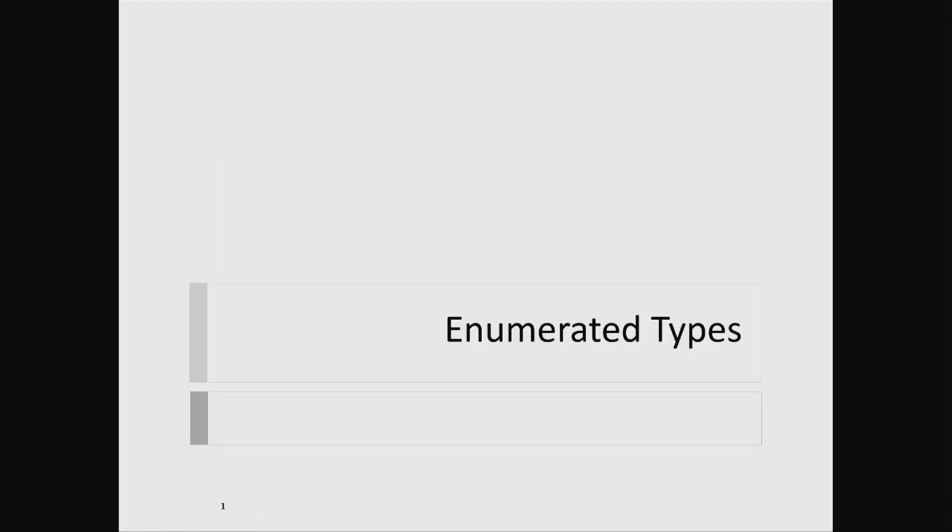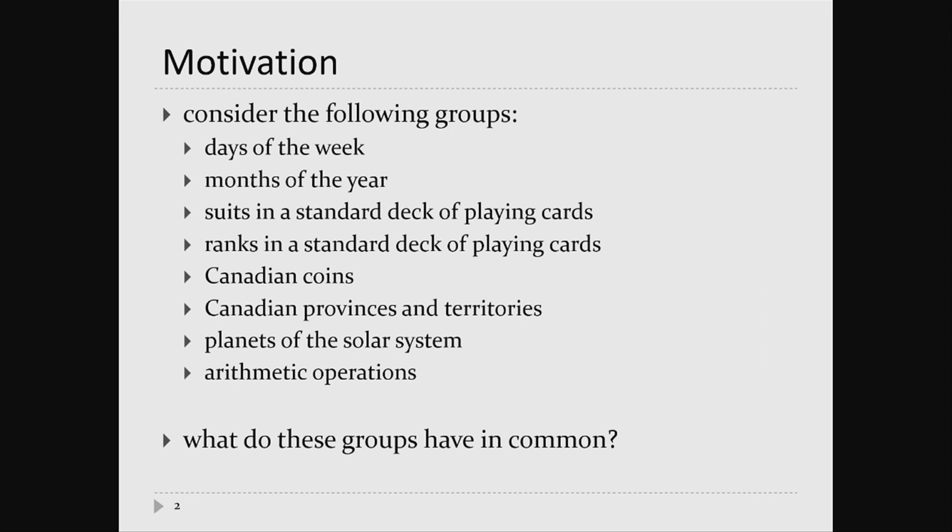Okay, so the next topic is enumerated types. So what are they? They're not super common, but they are useful in many circumstances. I've got a bunch of examples here: days of the week, months of the year, the suits in a standard deck of playing cards, so hearts, diamonds, clubs, and what did I miss? Spades. The ranks of the standard playing cards, 2 through 10, Jack, Queen, King, Ace. Canadian coins, provinces and territories, planets of the solar system, arithmetic operations.